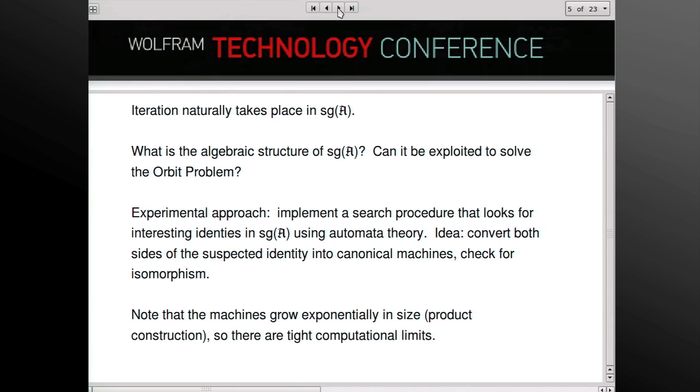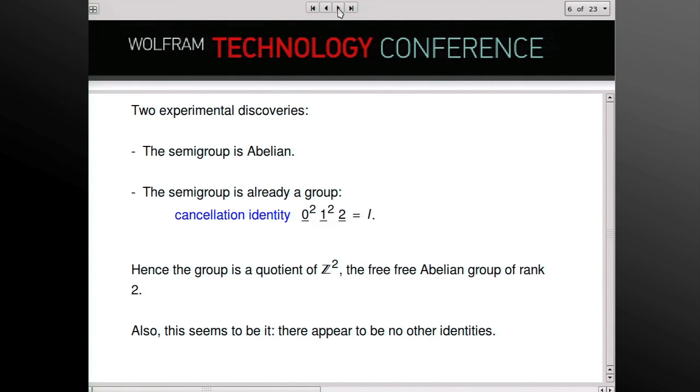And so I wrote a little program that just, by brute force, searched for interesting algebraic identities in the semigroup. And there are 2 things that fell out. This was not hard to get at all. The first one was something that I probably should have realized if I had paid attention, but I didn't. It turns out the semigroup is abelian. So all these maps commute, which is not clear if you look at the definition of the transducer, but it is a fact.